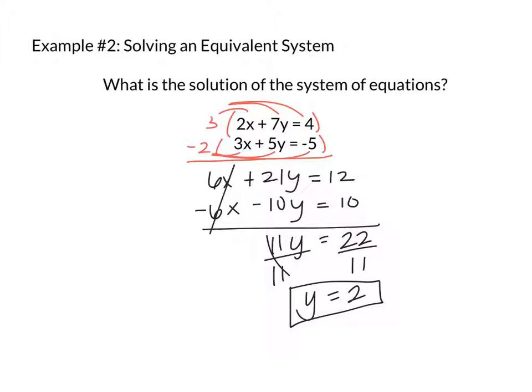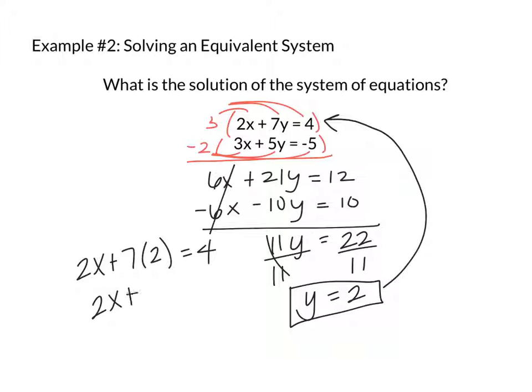Now again, I'm going to go back to my original equations and figure out where I'm going to substitute 2 for y. So it looks like the upper equation is easier for us, because it has all positive numbers and variables. So I'm going to substitute my y into that equation. And so I'll have 2x plus 7 times my y, which is 2, equal to 4. So that gives me 2x plus 14 equal to 4.